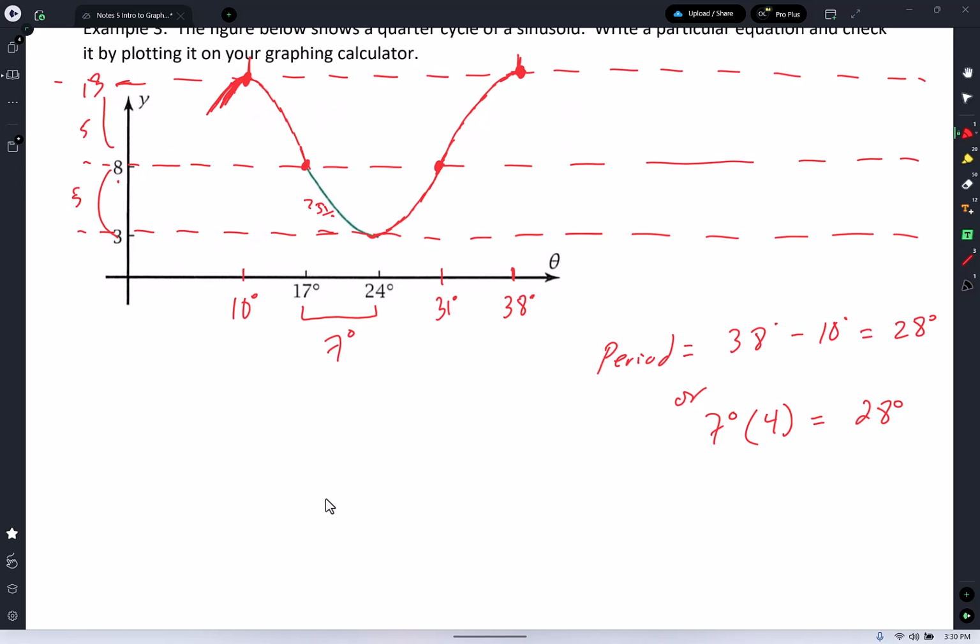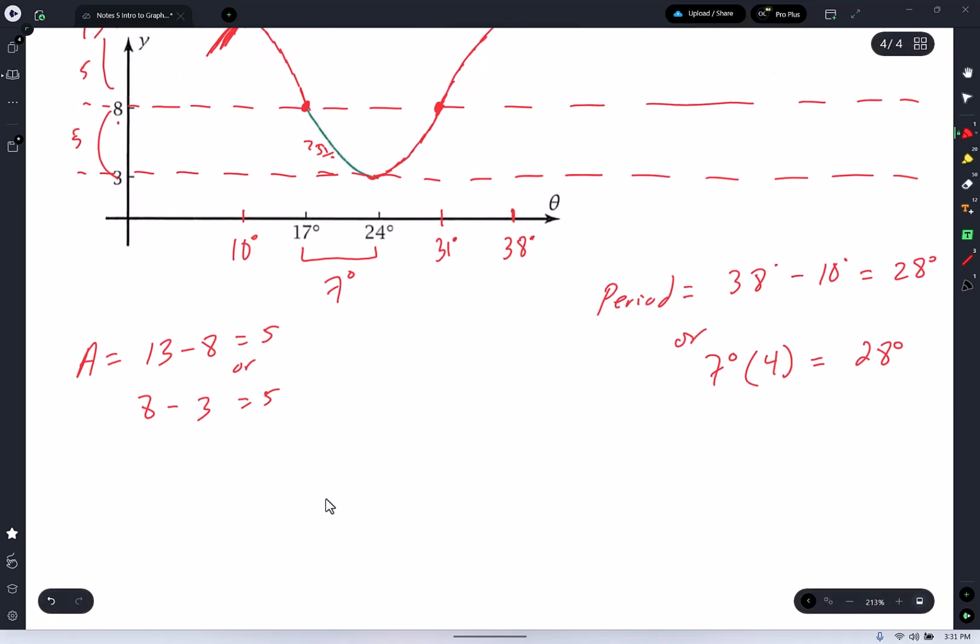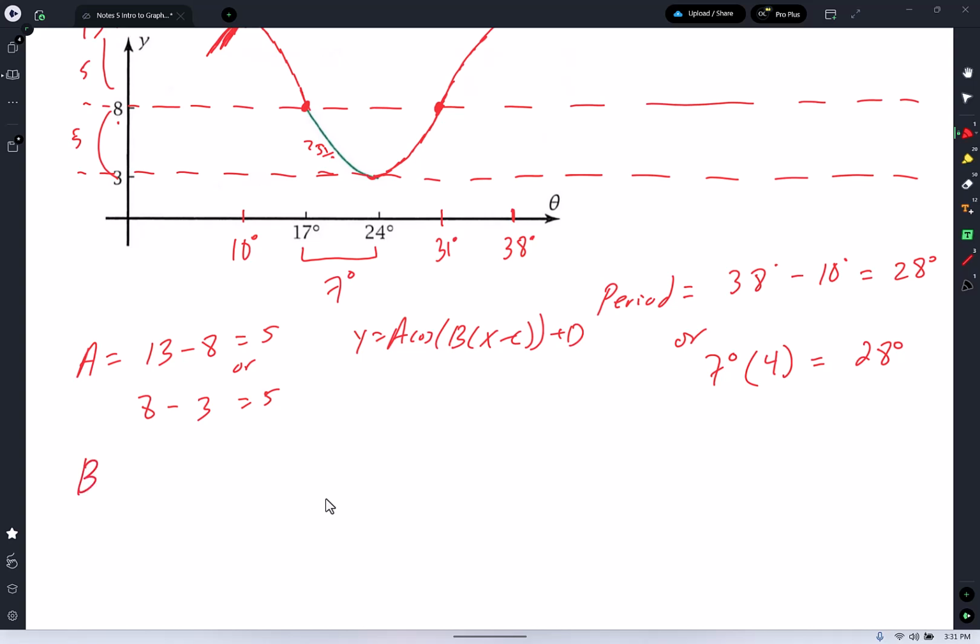So there it is. 2 ways to do it, guys. It does not matter how you do it. Amplitude, we either did 13 minus 8 or 8 minus 3. It does not matter which one. They're both the same. Let's see, what do I need? Y equals A cosine, open parenthesis, B, X minus C, close, plus D. I need the B. It should have been 360, the parent function, but it's not. The period is 28 degrees.